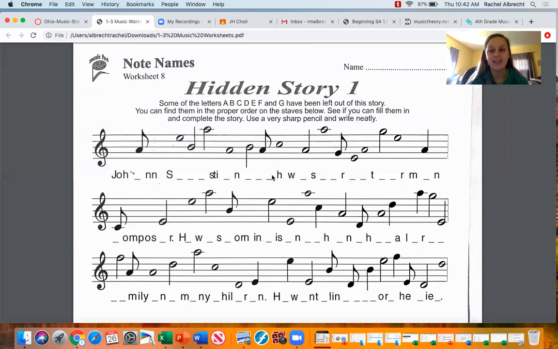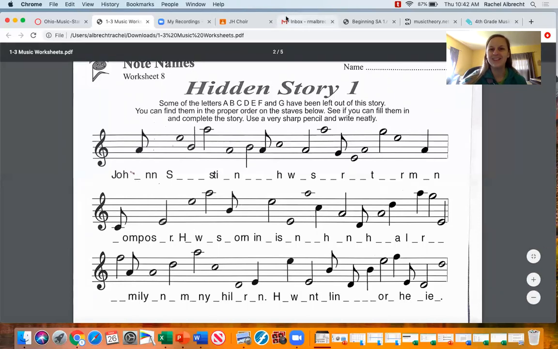And that name is kind of hard to say. It's Johann Sebastian Bach. So this story is about this guy, and as you find out the letters, you can probably figure out what it says about him. That is what I want you to try to do this week. Just try your best and see what you can find out. Thank you so much, guys.